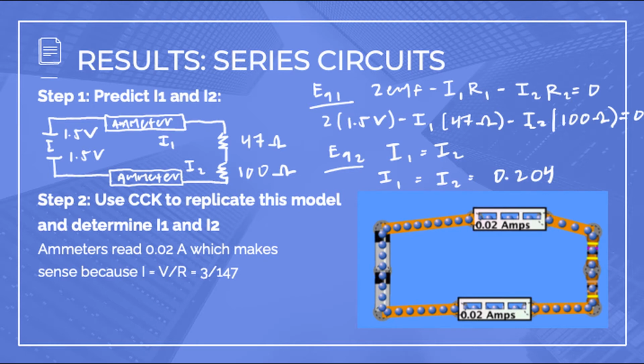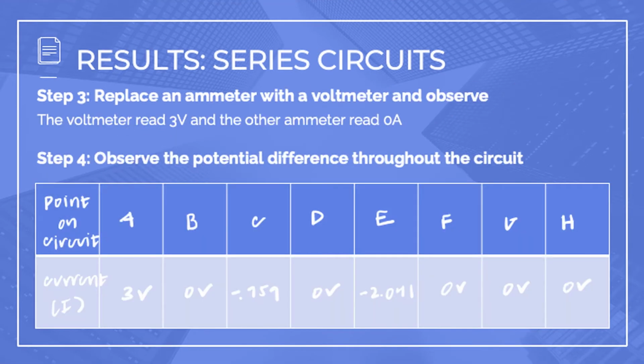And then we were asked to create a computer-based model for this circuit. I was able to confirm my predictions of the current values. Both ammeters read 0.02 amps. So when I replaced one of the ammeters with a voltmeter, the voltmeter read 3 volts, which is the total voltage from the 2 batteries. And then the other ammeter read 0 amps. This is because the circuit is no longer complete and there was no current running through the circuit at that point.